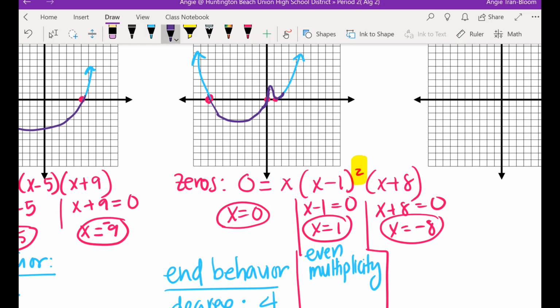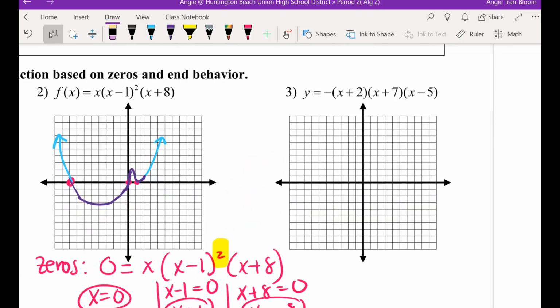Any question how to sketch that out? Do you guys understand how important the odd and even multiplicity is? Okay. Last one. I mean, not last one, sorry, number 3.